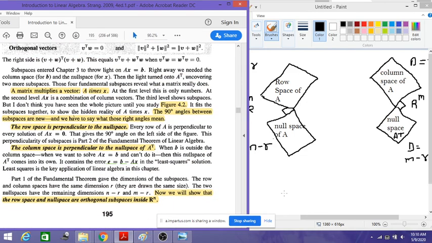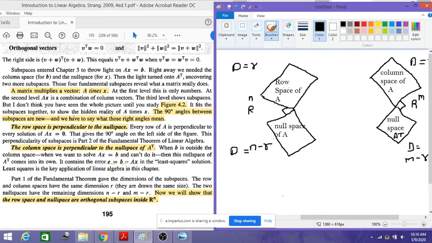So let's take the first one here, that is the row space is perpendicular to the null space. Here every row of A is perpendicular to the solution, that is Ax is equal to 0, and it forms the 90-degree angle on the left side of this diagram. This forms part 2 of the fundamental theorem of linear algebra, the perpendicularity of subspaces.